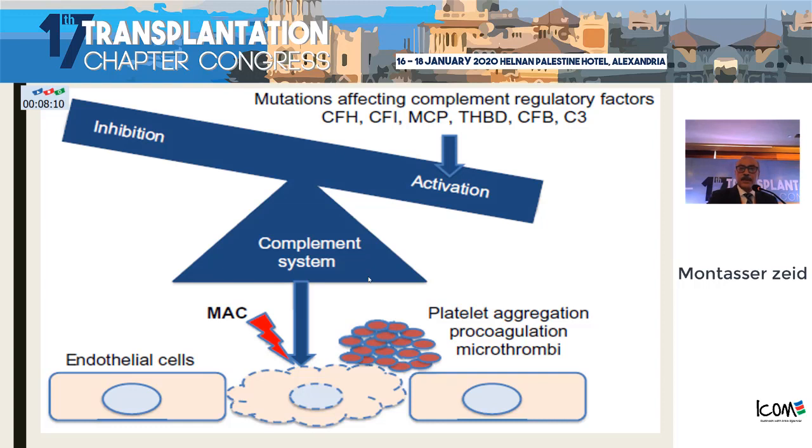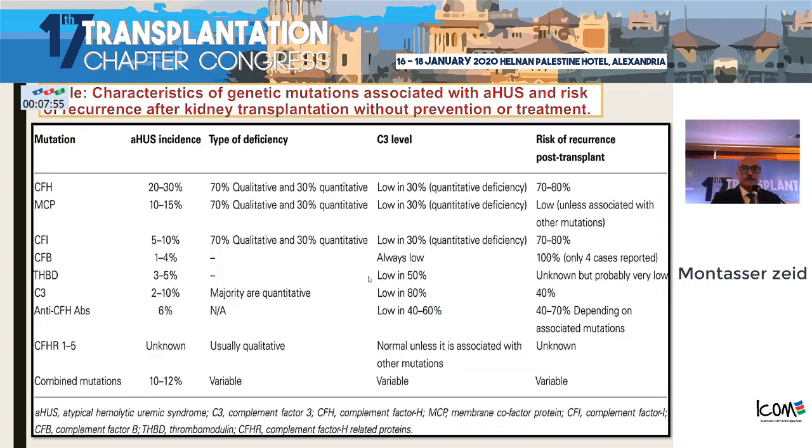Mutations affecting complement regulatory factors such as complement factor H, complement factor I, membrane cofactor protein, thrombomodulin, complement factor B, and C3 result in activation of the complement system and are associated with atypical HUS risk after kidney transplantation. Complement factor H mutations occur in atypical hemolytic uremic syndrome in about 20 to 30% of patients, and the risk of recurrence post-transplantation is 70 to 80%.